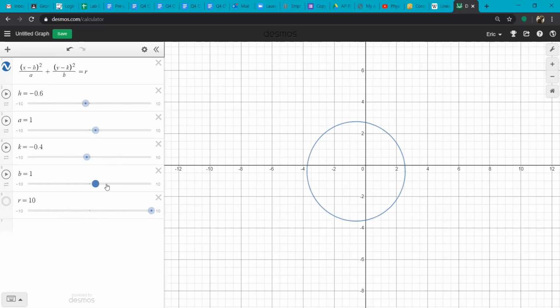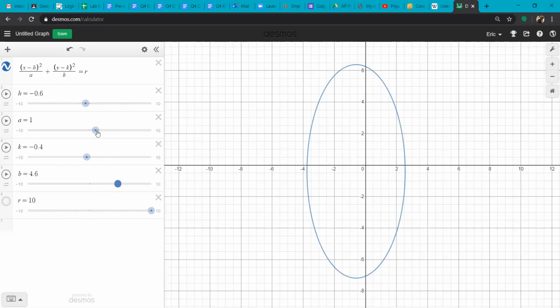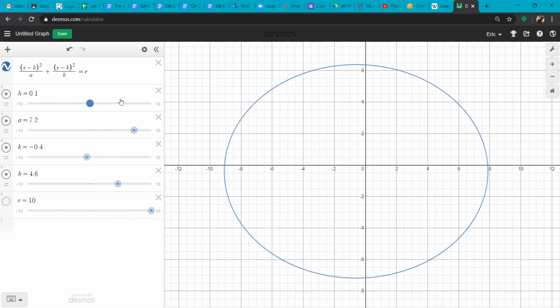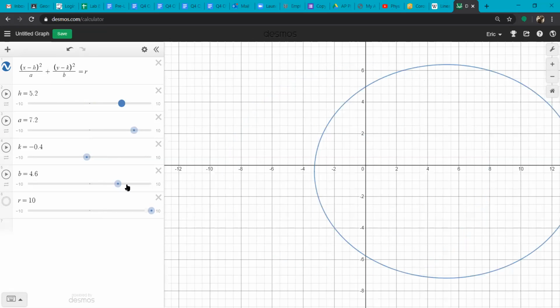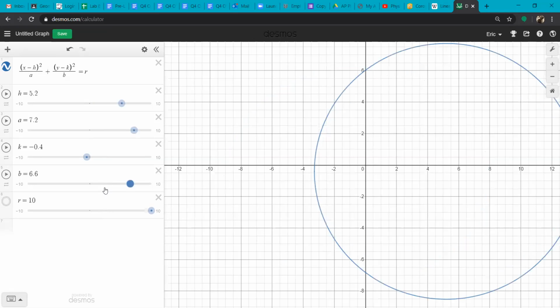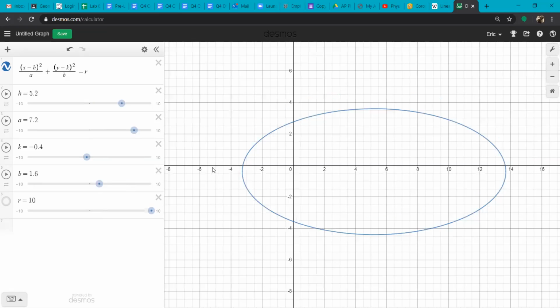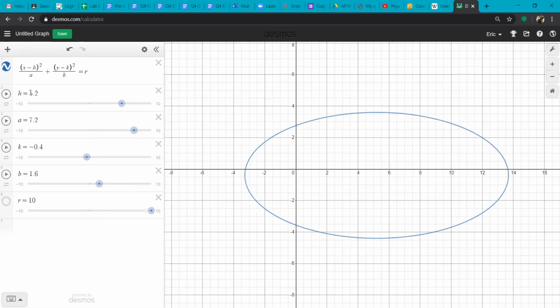And A and B will let me stretch it independently in both directions. So if you are trying to figure out, like, hey, I need an equation of an ellipse to behave in a certain way, you can feed it into Desmos and play with the sliders until it looks exactly how you need it to look. And then you can read what these values are directly from the graph.